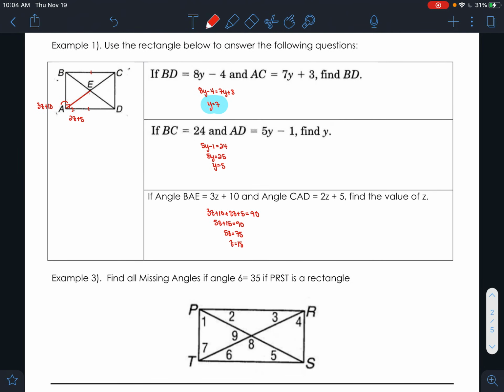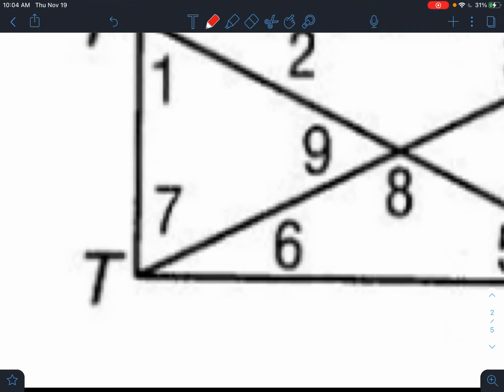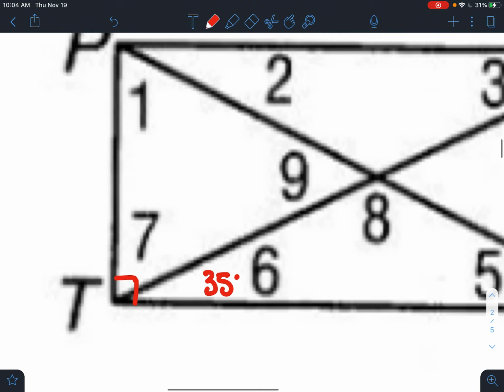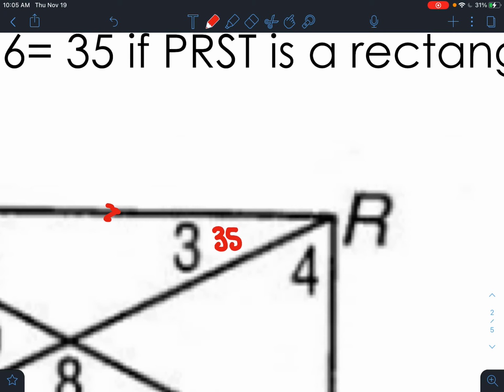Okay, now if you look at example 3, it says find all the missing angles if angle 6 is 35 degrees, and it's telling us that it's a rectangle. So I'm going to put in 35 degrees here. There are a couple things that I can fill in right away. I know that this angle has to be a right angle, so I'm going to do 90 minus 35, and I get that angle 7 is 55 degrees. Now I'm also going to use the fact that it's a parallelogram, so these are parallel, and I'm going to use my alternate interior angles, which means that angle 3 is also 35 degrees, and angle 4 is 55 degrees.